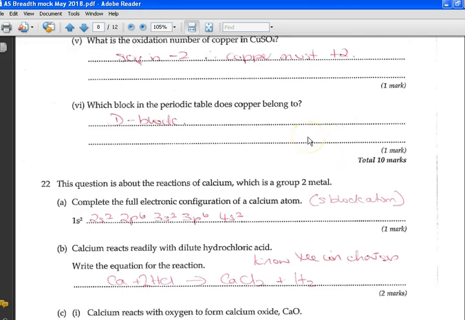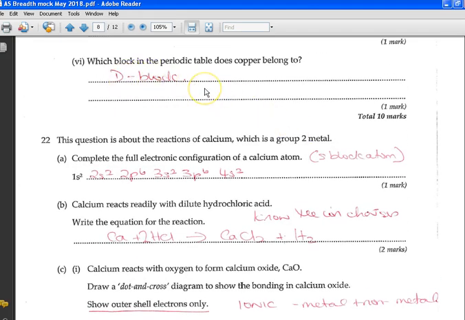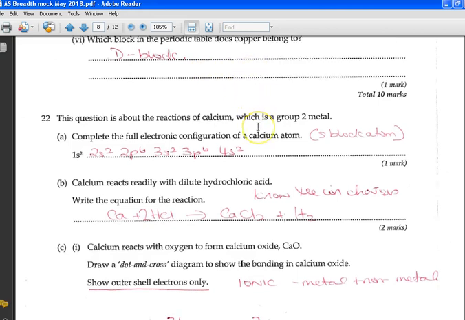The block in the periodic table that copper belongs to is the D block, not the transition metals. That is not a block, is it? Okay, and the D block refers to the highest energy electrons. Are they in D orbitals, P orbitals, or S orbitals? That is such an easy thing to learn. The blocks on the periodic table, please look at your periodic table again and make sure you know which is which.